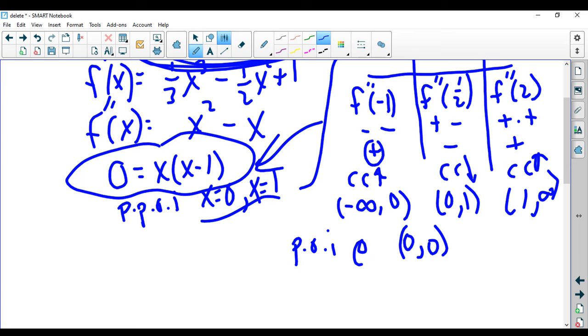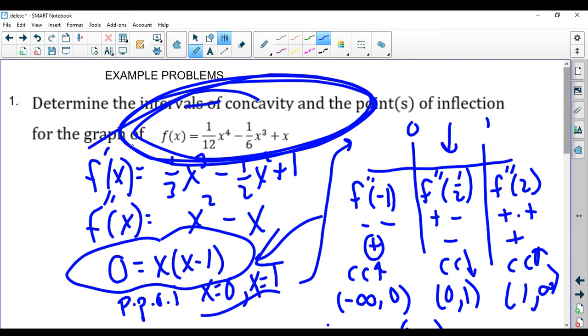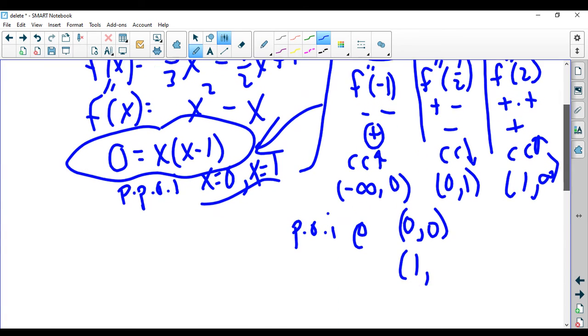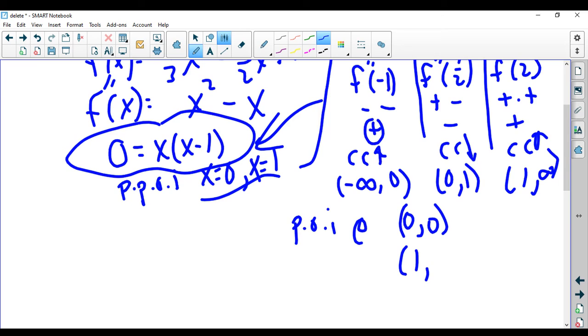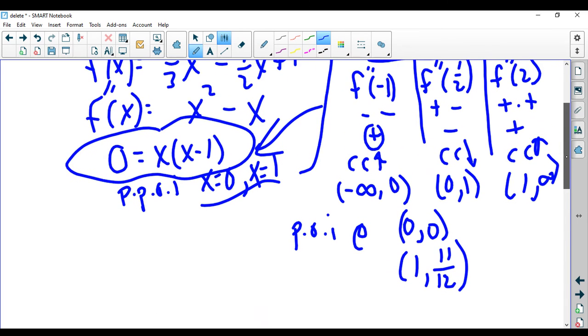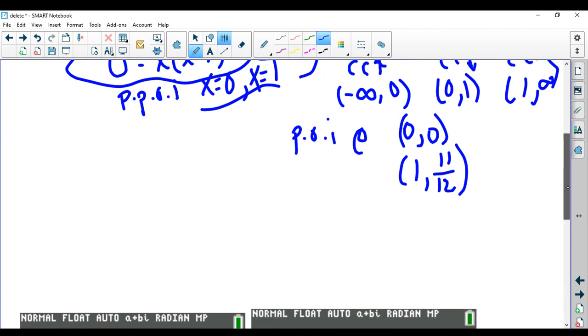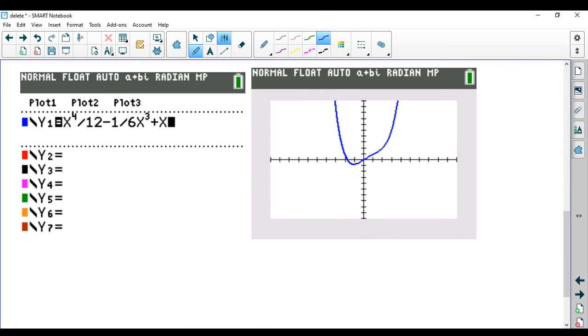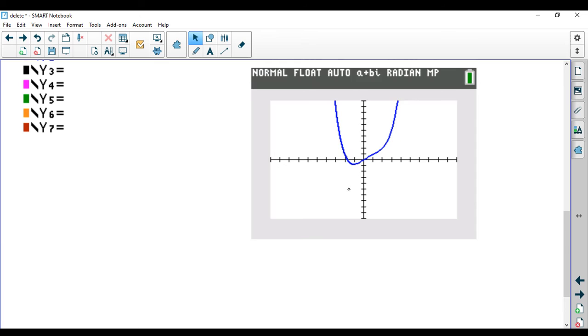And we also have a point of inflection at 1. When you plug in 1 to this function, you get 1/12 minus 1/6 plus 1, which turns out to be 11/12, or 0.91, something like that. So that's it. You can look at a graphing calculator to check to see if those look like points of inflection, which I have done for you right here.